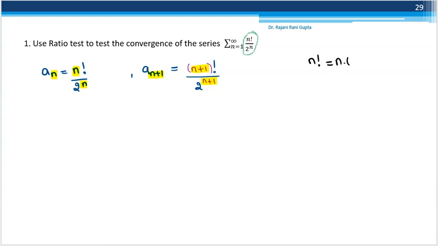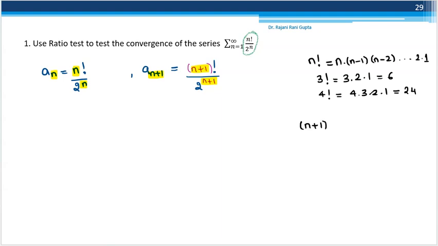What it means is, keep on multiplying by decreasing n by 1, until you reach 1. So for instance, if it is 3 factorial, it will be 3 times 2 times 1, which is 6. Similarly, if you want 4 factorial, this will be 4 times 3 times 2 times 1, that is 24, and so on. Now, when you have n plus 1 factorial, see how you can write it: n plus 1, n, n minus 1, and so on to 1.